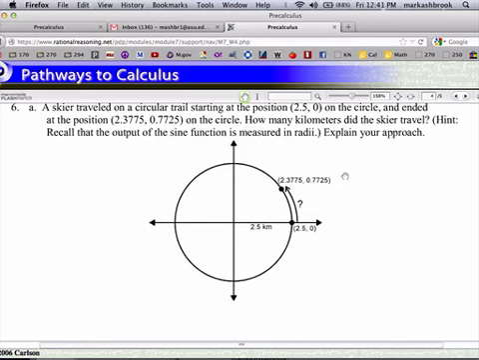Skier traveled on a circular trail, starting at a point, and ended at the position. So what are you going to need to get arc length? You need theta. We've got the radius, it's 2.5. What else are we going to need to get that arc length? Theta, because S is R times theta, right?